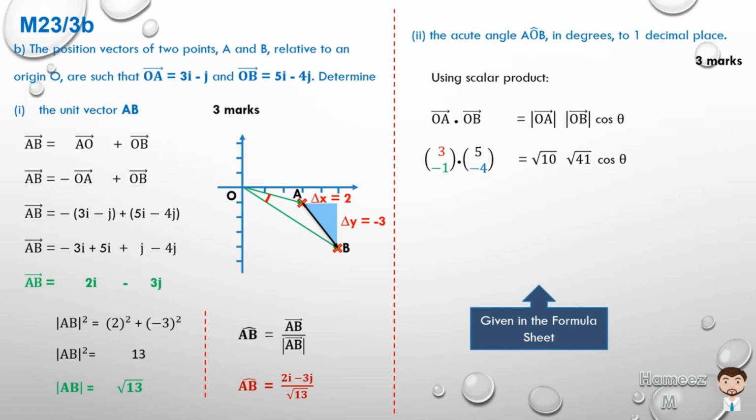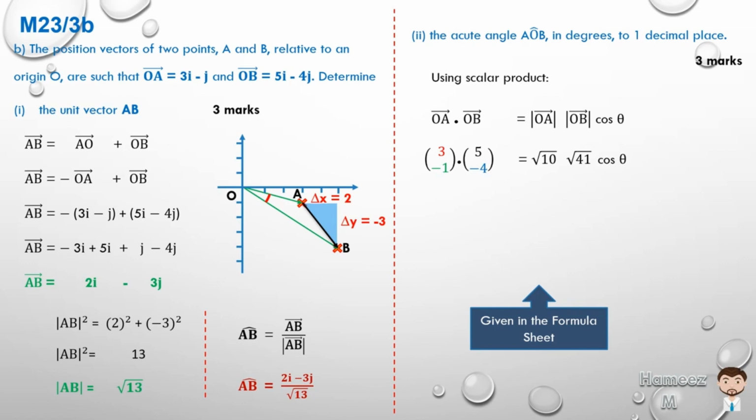You can do the same working as we did to find the length of AB down below on the left side. Similarly, the length of OB will be 5 squared, which is 25, plus minus 4 squared, which is 16. 25 plus 16 is equal to 41. So the length of OB is the square root of 41.